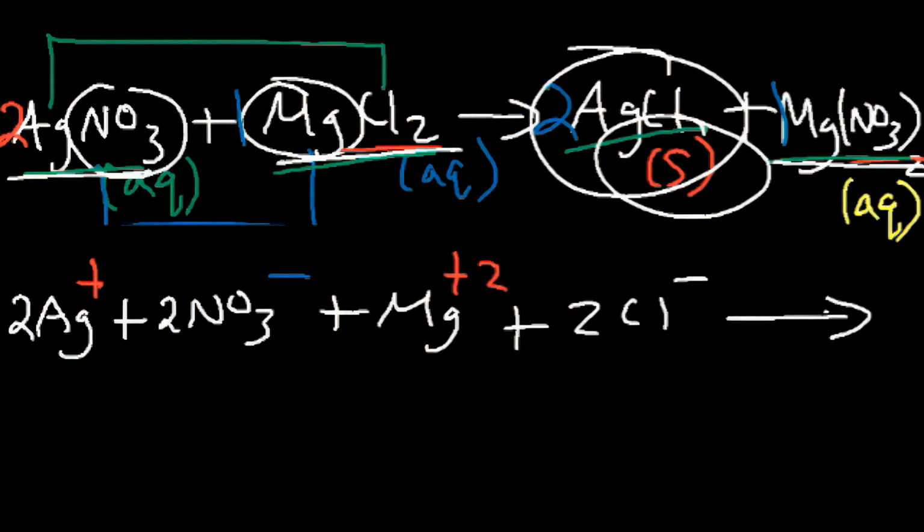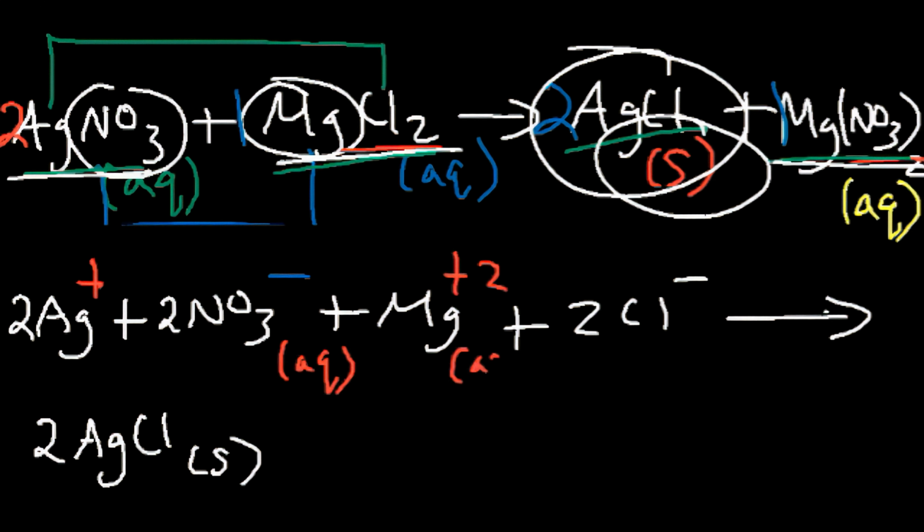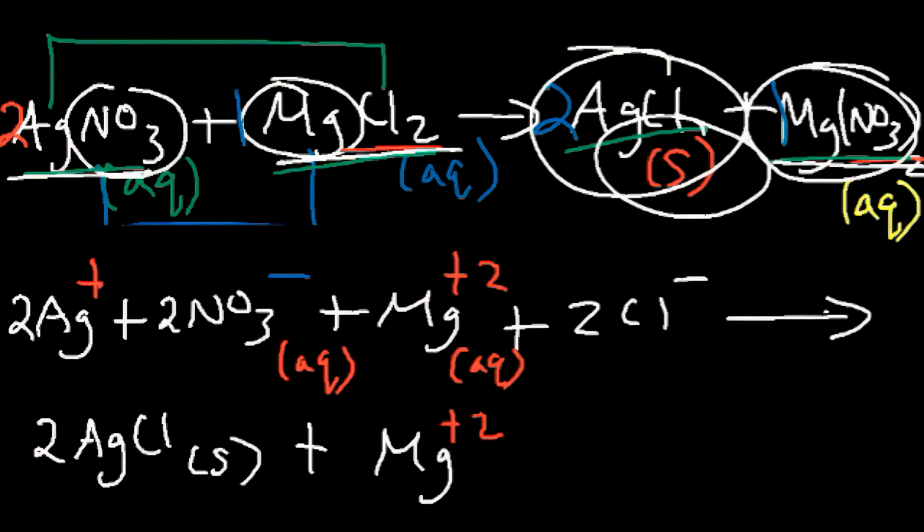AgCl is a solid, so we're going to leave it that way. Everything that we separate into ions, all of these are in the aqueous phase, by the way. And then magnesium nitrate, we could separate that into Mg2+ and 2 nitrate ions. If you're submitting this into an online assignment, typically, instead of writing +2, you may have to write 2+.